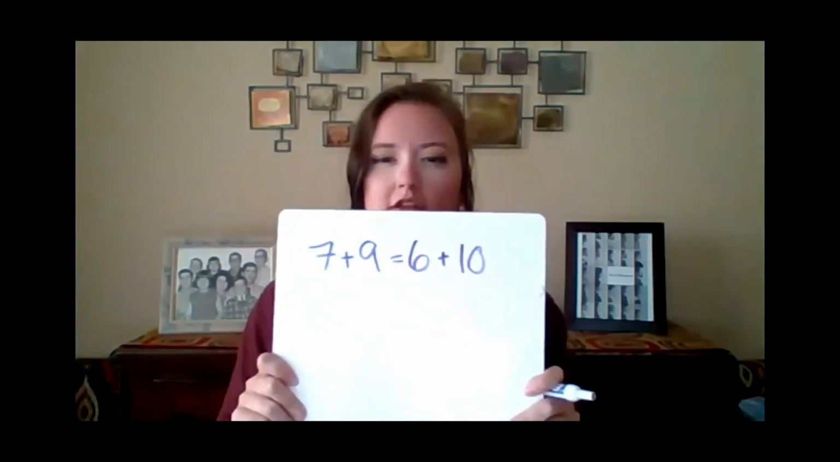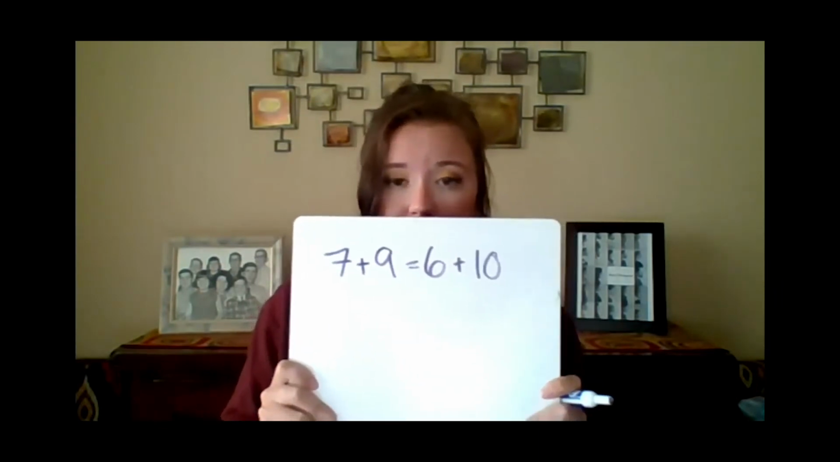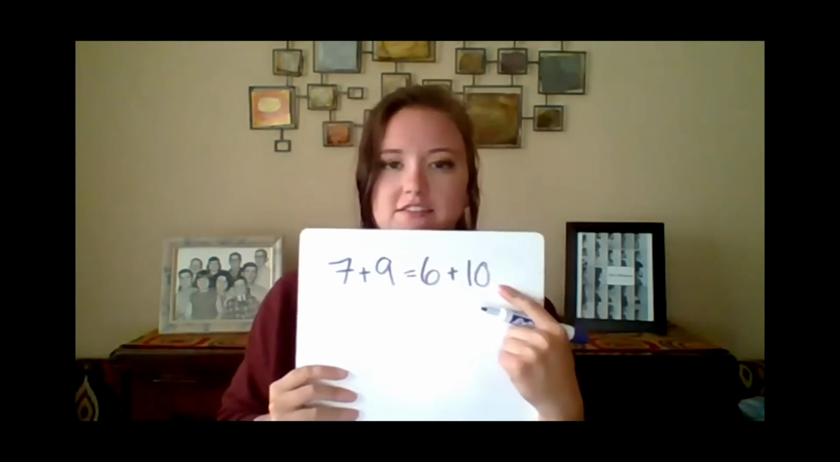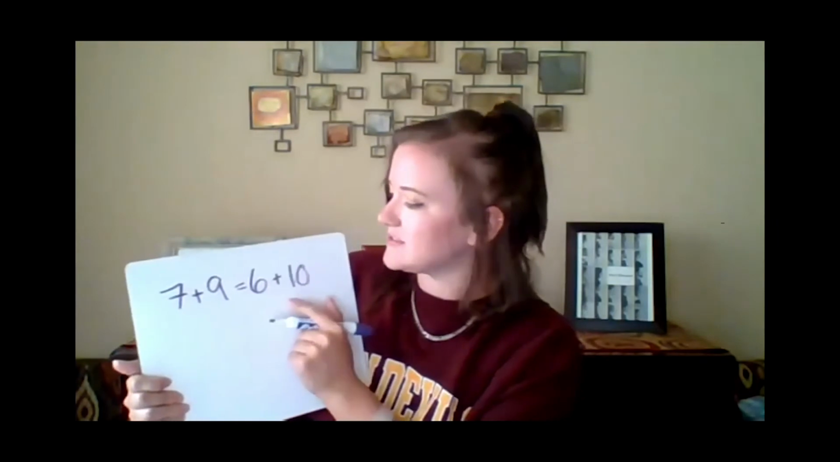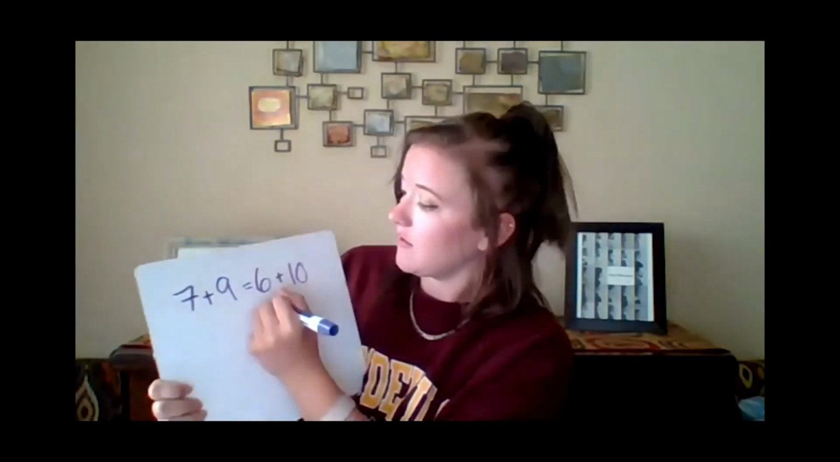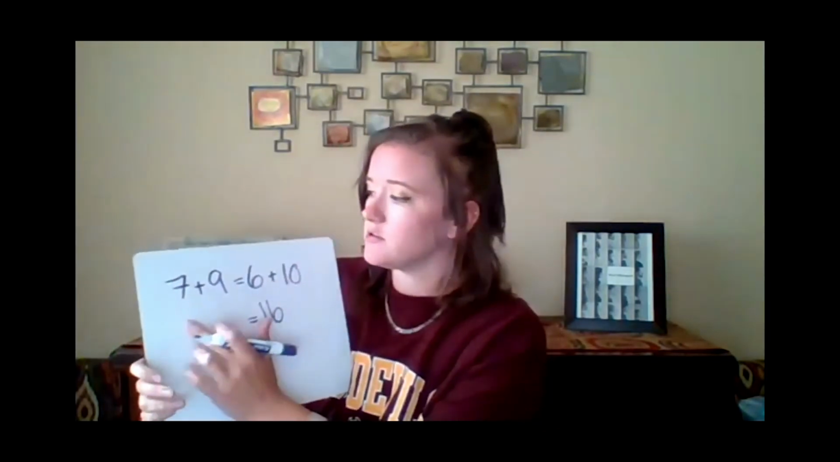All right. So next, let's do 7 plus 9 equals 6 plus 10. All right, so let's take a look at this real quick. Which side do you think is going to be easier to solve? This side. Why do you think this side? Because of our sweet 10 plus math facts. We know that 6 plus 10 or 10 plus 6 equals 16. Nice job. So now all we've got to do is find out this side.